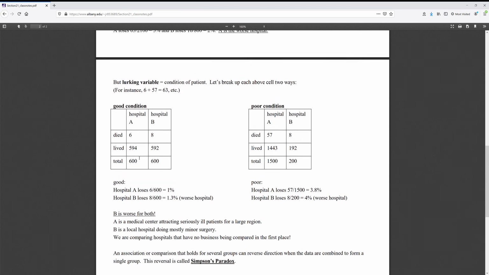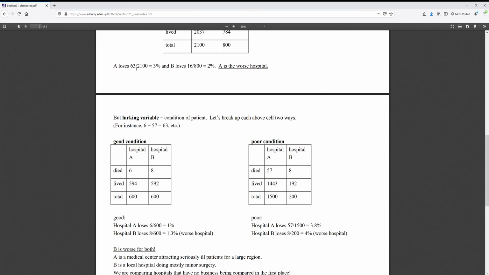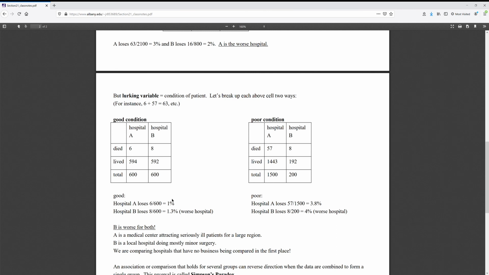So the thing to take away here is not that you have a higher chance of dying at hospital A. It's not that 3% is greater than 2%. It's that we're comparing hospitals that have no business being compared in the first place. The real moral here is not that hospital A is worse than hospital B, or that hospital A loses a higher percentage of patients than hospital B.